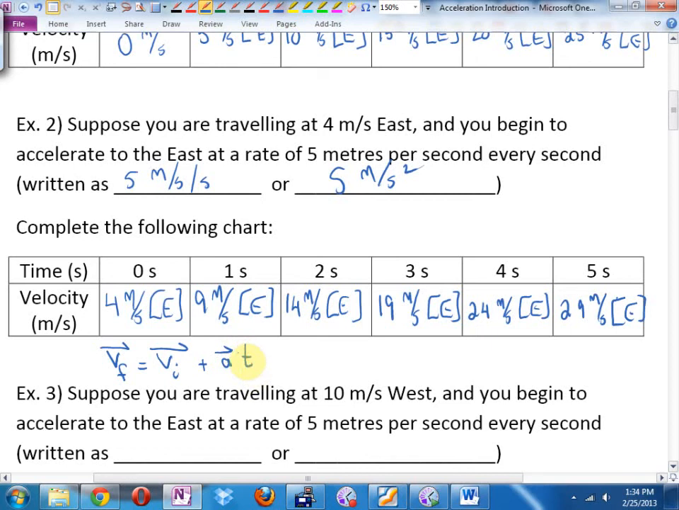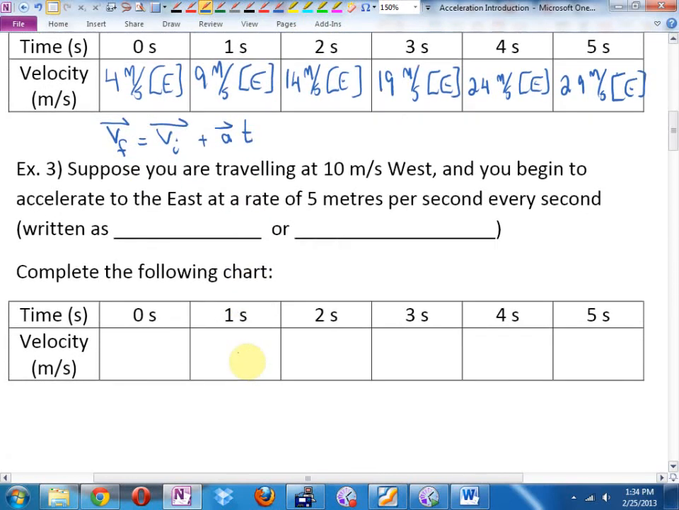Justine, that's actually what you did in the previous question, but our initial velocity in the previous question was 0. That's why that vanished, and it was just straight acceleration times time. All right.